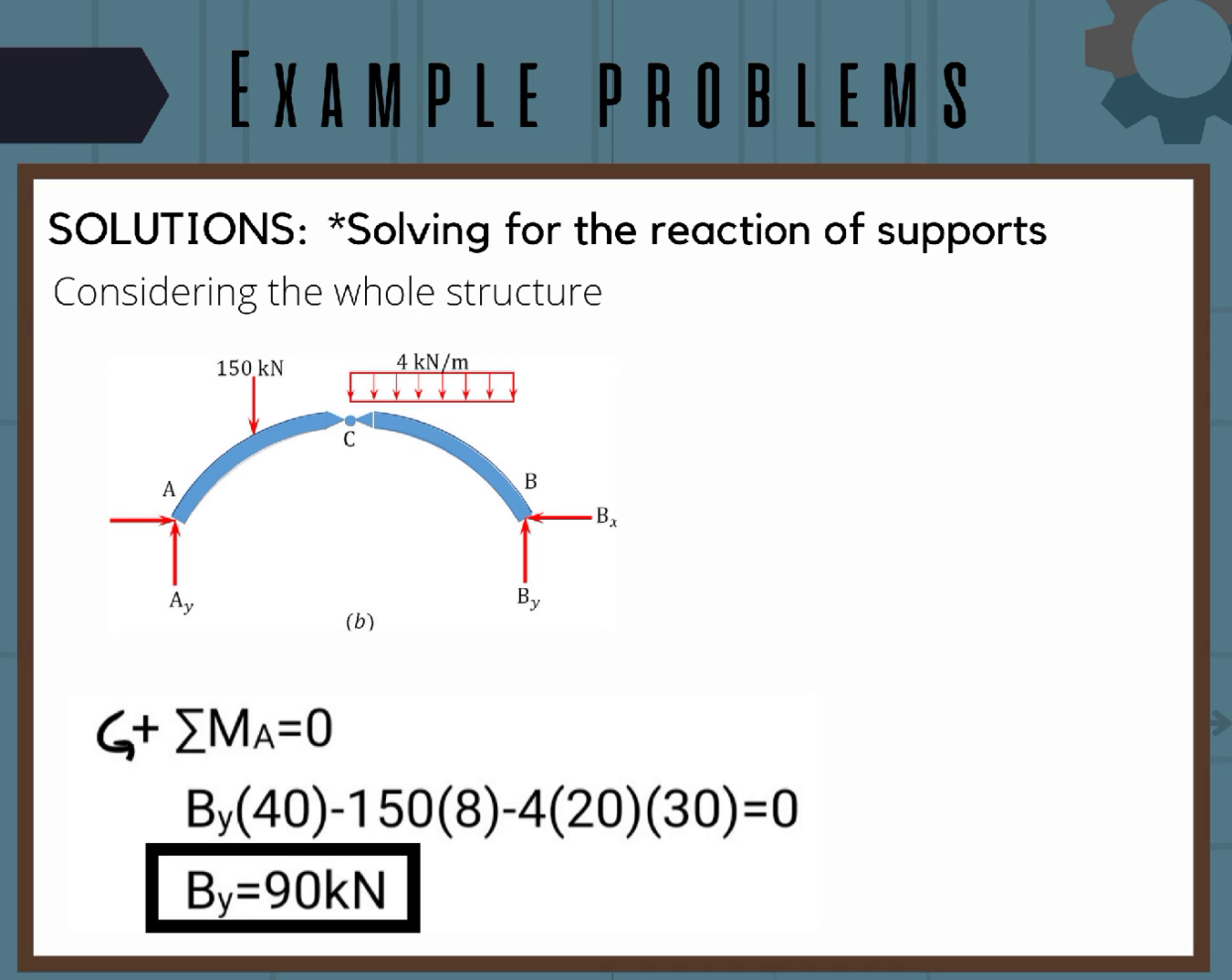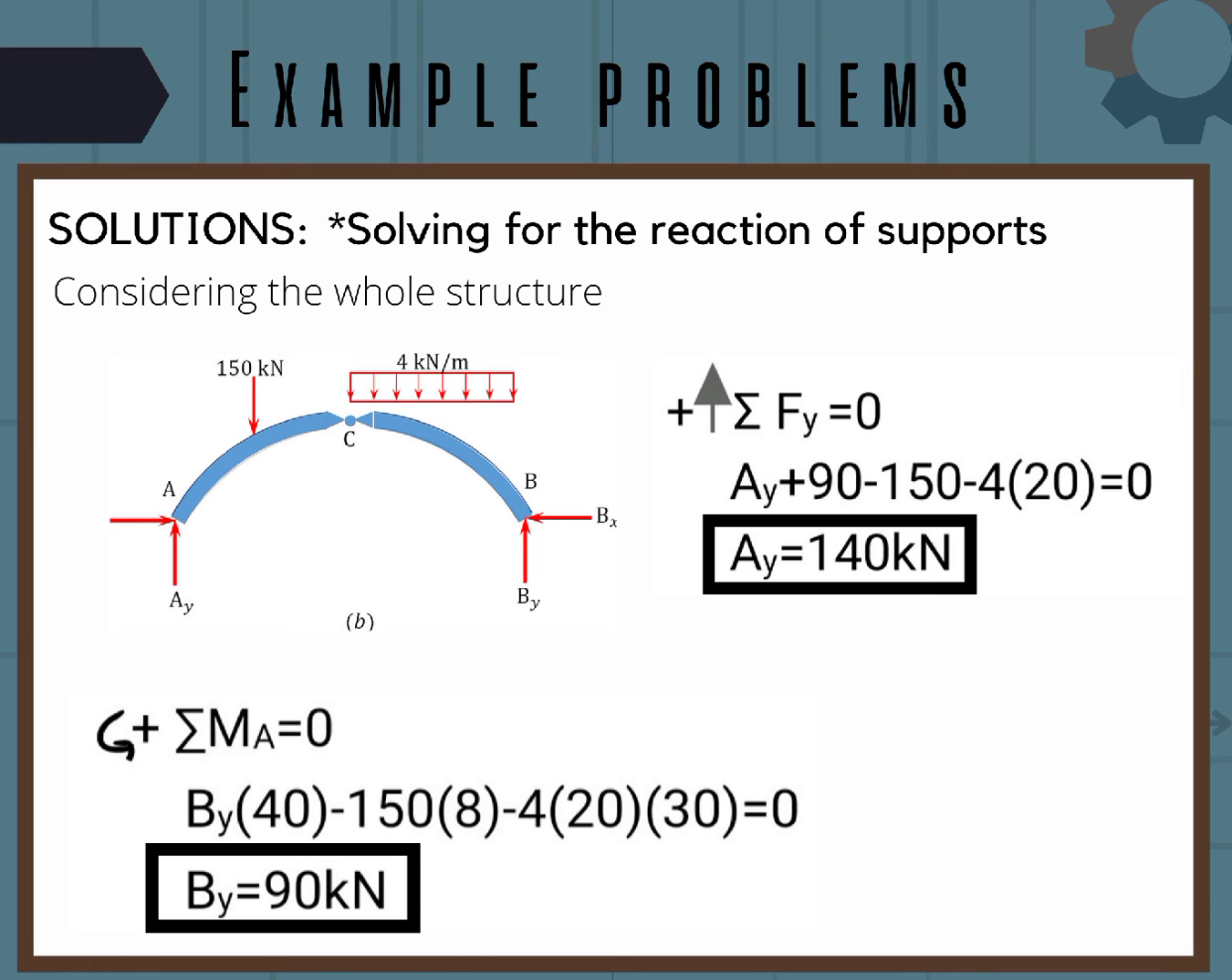Considering the whole structure, we are solving for the reaction of supports. At moment A is equal to 0, By times 40 minus 150 times 8 minus 4 times 20 times 30 is equal to 0. So, By is equal to 90 kilonewton. Summation of all vertical forces is equal to 0. Force AY plus 90 minus 150 minus 4 times 20 is equal to 0. So, force AY is equal to 140 kilonewton.